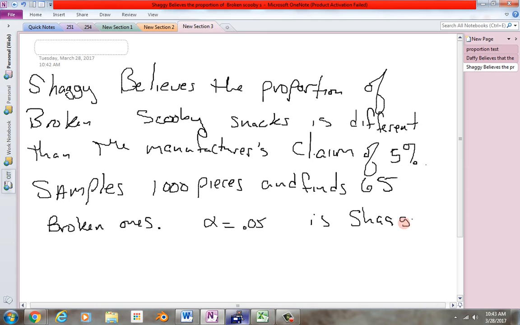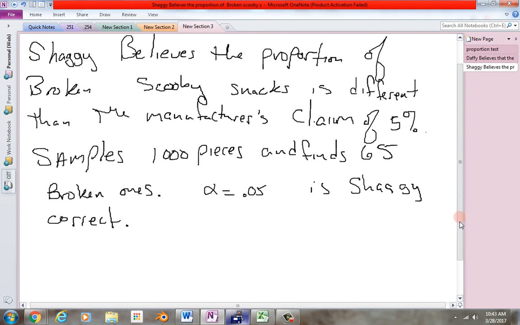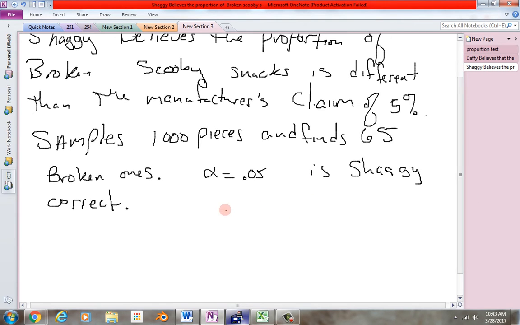By the way, notice he said it was different. And by saying it's different, it's a dead giveaway. We're talking about a two-tailed test. So it's two tails. That's negative 1.96, positive 1.96. Use your inverse normal of 0.025 to get that.